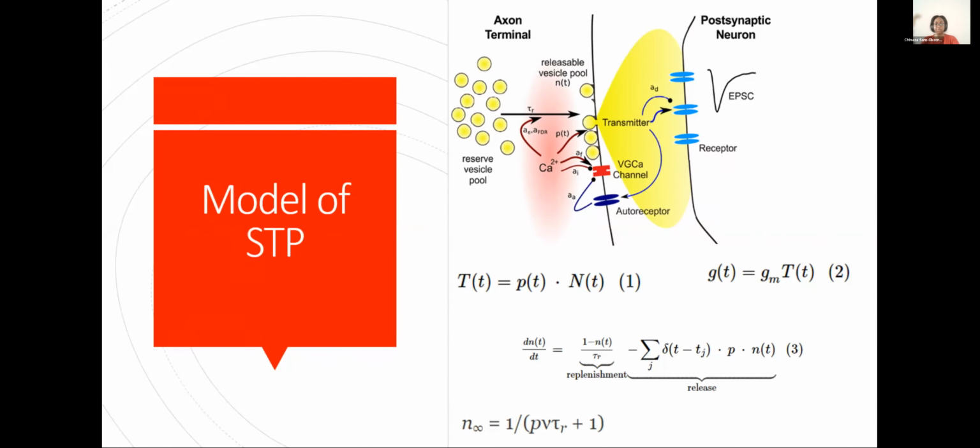So the model represents vesicle depletion as the main cause of synaptic depression. In the model, they assume tetanic stimulation on a neuromuscular junction, and they said that the continual stimulation will reduce the number of available neurotransmitters, and this will lead to a reduced postsynaptic response. And this process is shown in equation 3. So N(t) is the release pool occupancy, and this is bounded between 0 and 1. Tau R is the time constant of vesicle replenishment, and t_j is the presynaptic spike times.